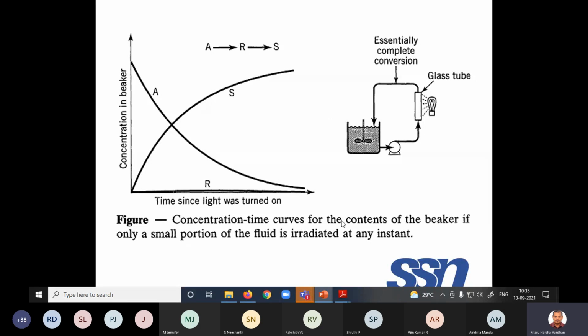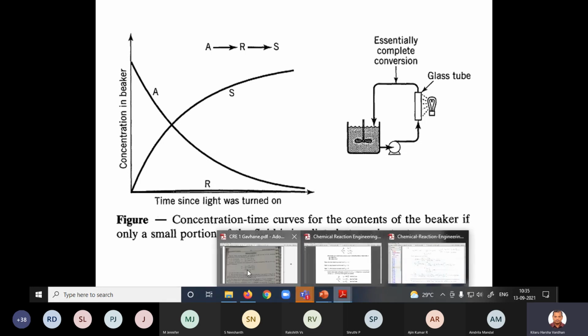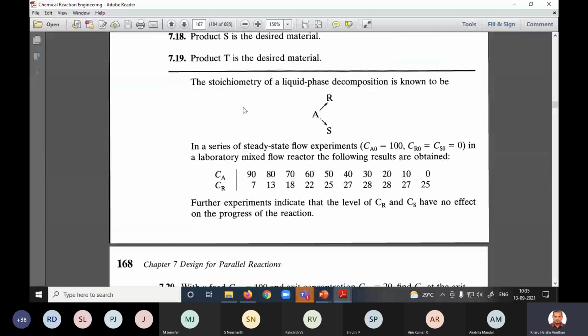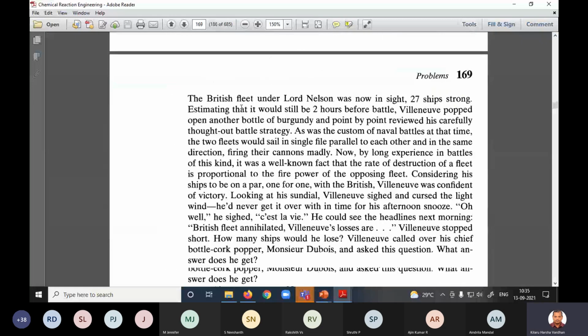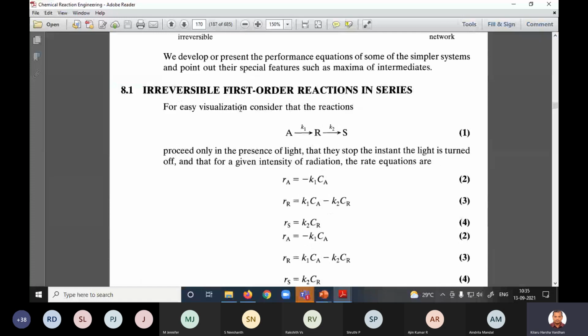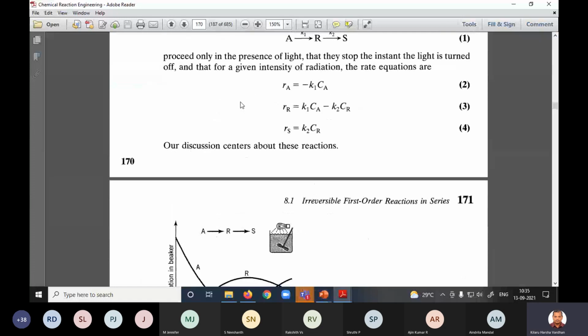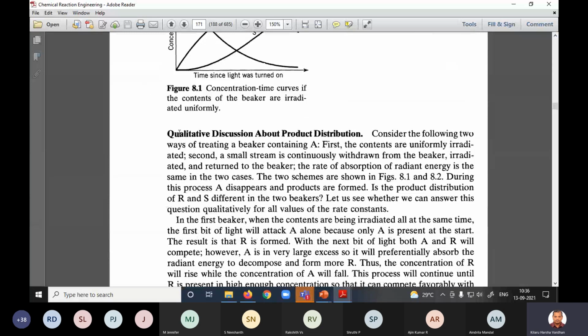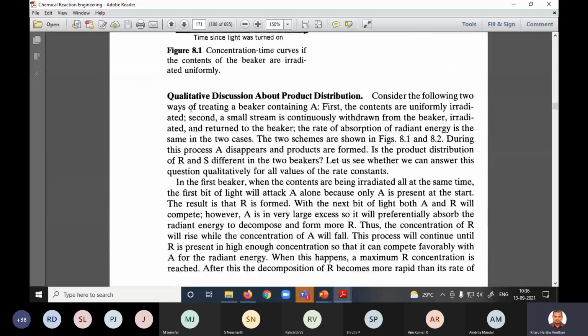The concentration time curves for the contents of a beaker, if only a small portion of the fluid is irradiated at any instant. I'll just show you that. Let me go to that particular thing that is being given. So this is the combination which I'm talking about. Let us see what the combination is here. I'll just read and go through it.